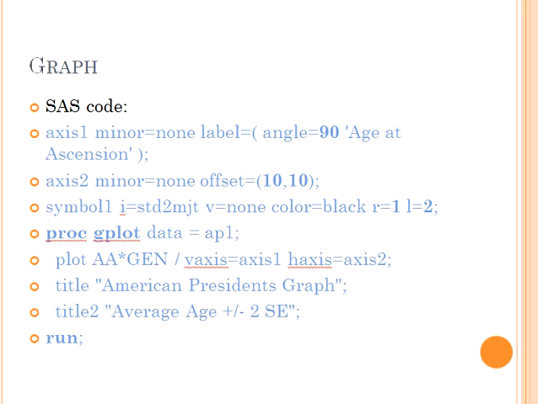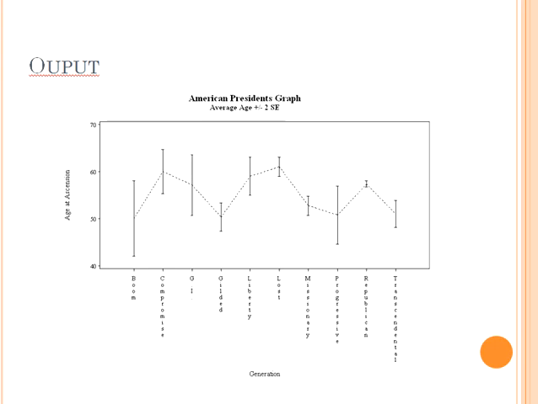Next, we were asked to create a graph. So I used proc gplot to plot age versus generation. And here is this graph. We can see that the horizontal axis is the generation and the vertical axis is the age at ascension. The graph shows the average age varies in different generation groups.